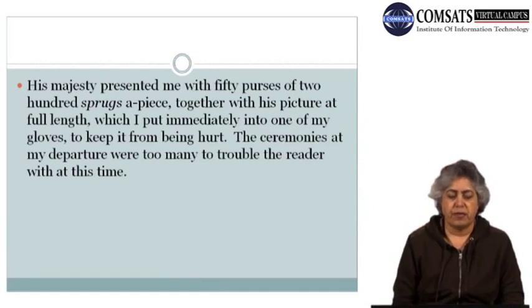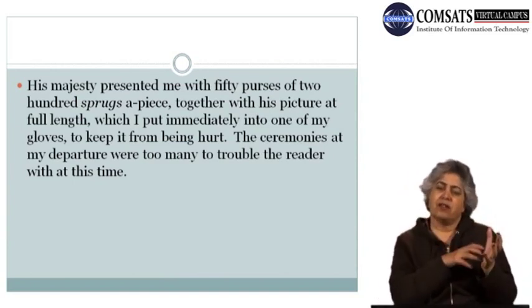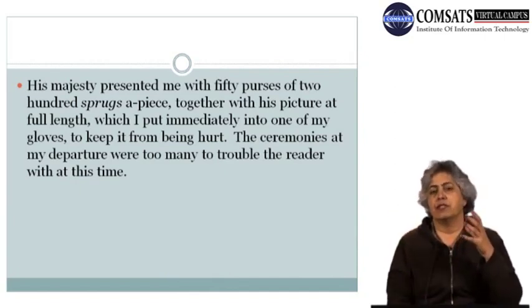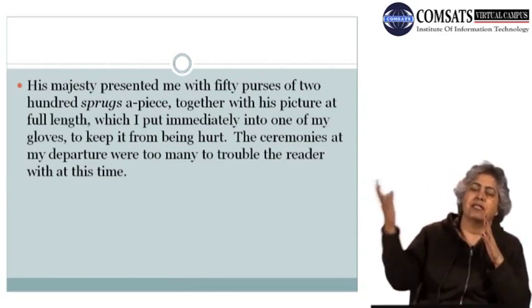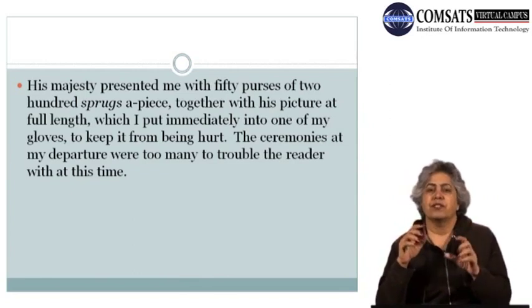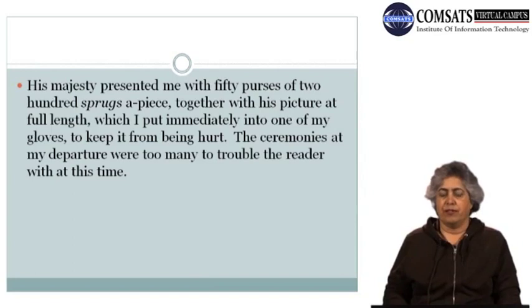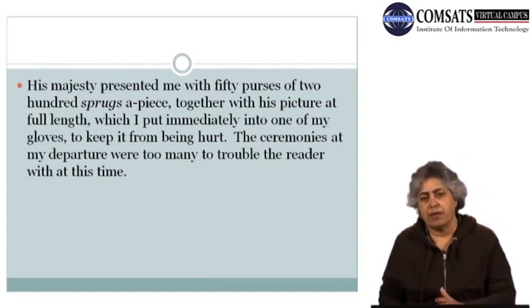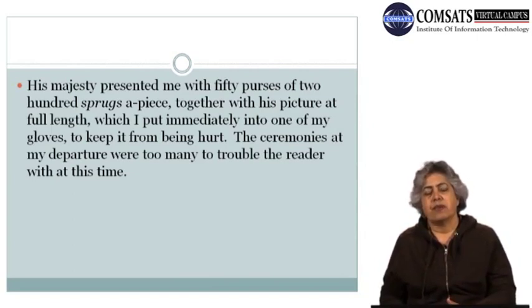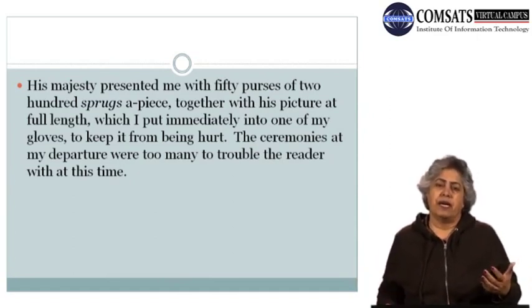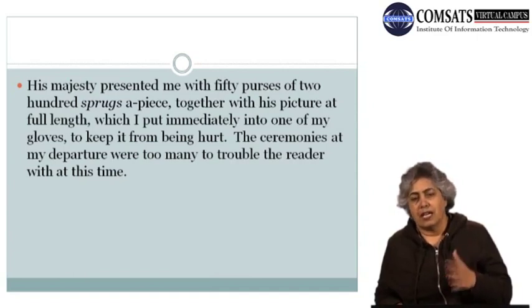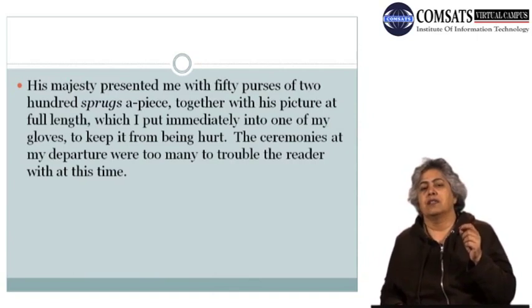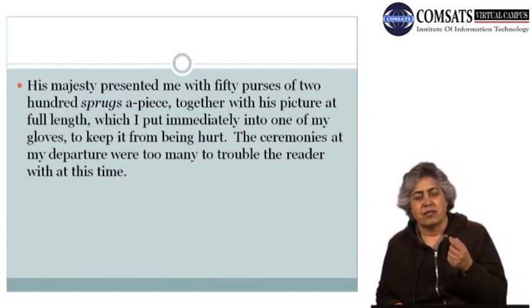His Majesty presented me with 50 purses of 200 sprugs apiece, together with his picture at full length. Now imagine how they think of themselves and how Gulliver thinks of them. The Blefuscardians think that they are wonderful, that they are mighty and strong, but when you compare them with Gulliver, they appear to be tiny, and they appear to have no power, no strength or courage whatsoever. So what happens is, once the boat is prepared and he begs leave, His Majesty thinks that he's doing him a big favor by giving him these gold pieces. For them, it is currency. For Gulliver, those sprugs are the size of maybe sequins, very tiny.